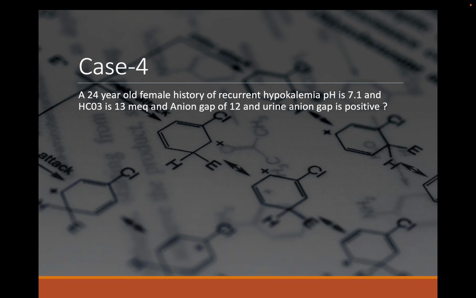A 24-year-old male with a family history of recurrent hypokalemia: pH is 7.1, bicarbonate is 13, anion gap is 12, urine anion gap is positive. So there is acidosis, there is hypokalemia. When you look at the acidosis, you look at bicarbonate, so metabolic acidosis is there. There is normal anion gap metabolic acidosis; 10 to 12 is normal. In the case of normal anion gap metabolic acidosis, you look for the urine anion gap. Urine anion gap is positive, that means RTA is a possibility. Then, hypokalemia is there, so it might be a case of distal RTA or proximal RTA. Since the bicarbonate is significantly low, this is probably a case of distal RTA. In distal RTA, you give potassium correction first, followed by bicarbonate correction, 1 to 3 milligrams per kg.